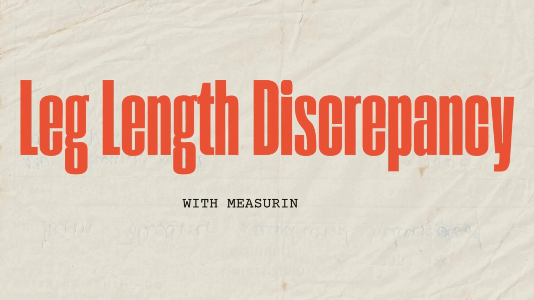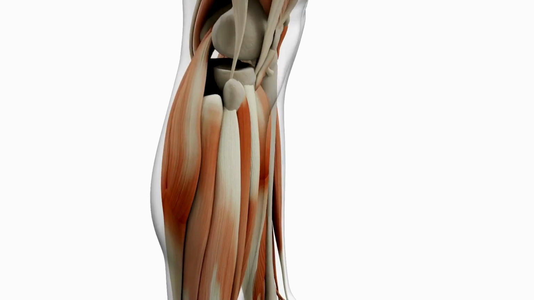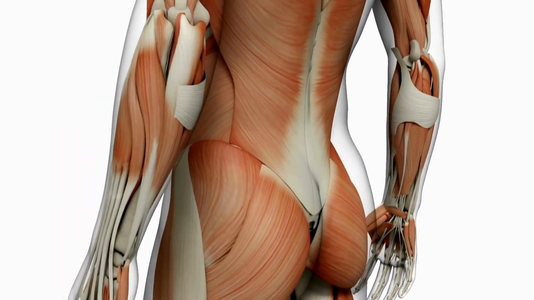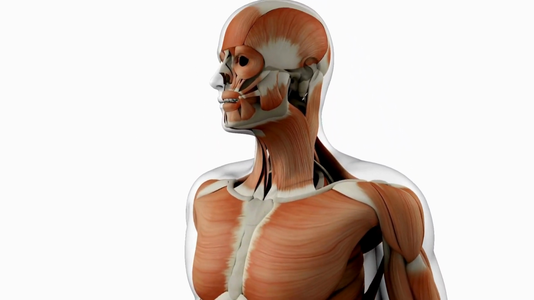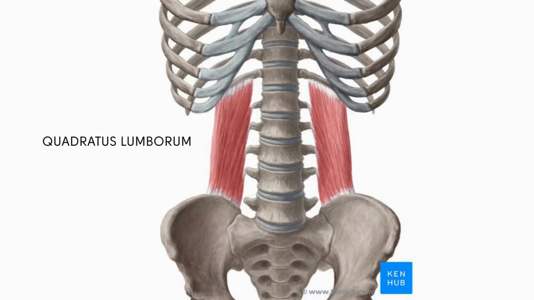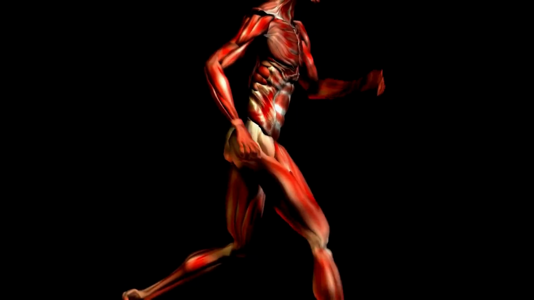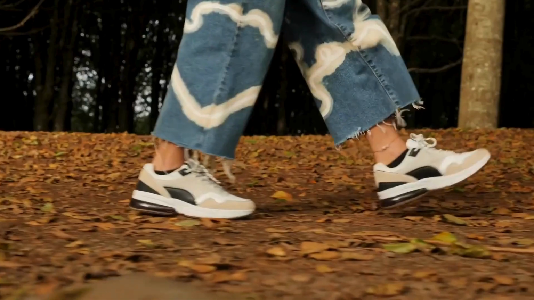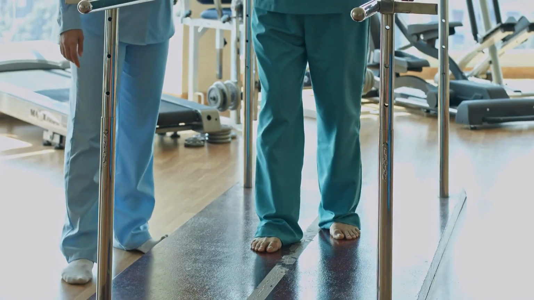Lastly, we're going to measure the leg length discrepancy. Leg length discrepancy is a difference in the length of the lower limbs, which can affect posture, walking, and muscle balance. It may lead to issues like back pain or hip strain. Muscles such as the quadratus lumborum, glutes, and hamstrings often compensate for the imbalance. Measuring from the ASIS to the medial malleolus helps identify whether the discrepancy is structural or functional, guiding proper treatment or rehabilitation.